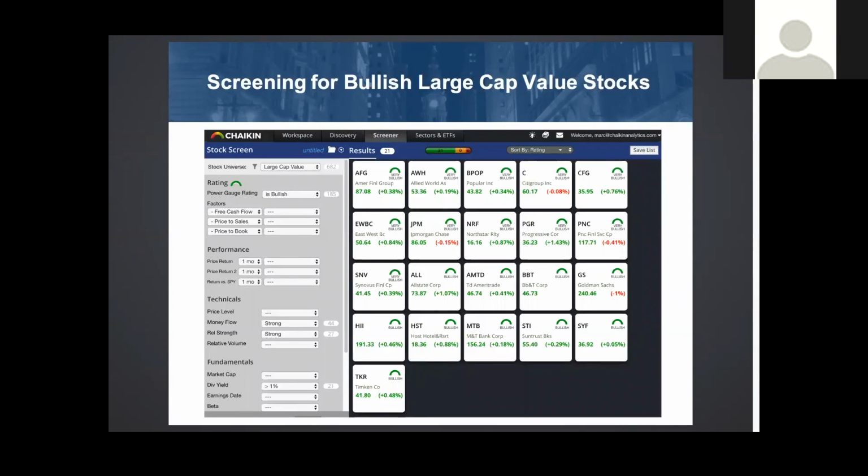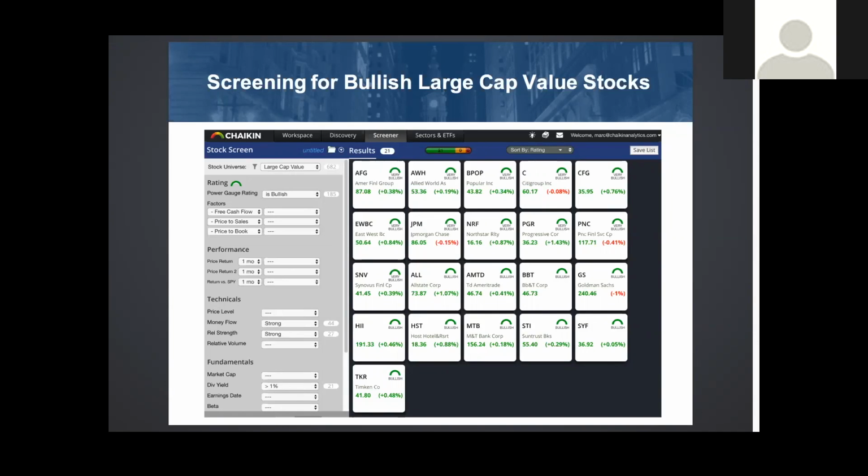So one thing I wanted to show you is how we find stocks. When I write my weekly market letter or in Chaikin Analytics, we have a screener. And in this case, value stocks have been outperforming growth stocks, reversing a pattern that's been going on for over 2 years. And when those patterns reverse, they tend to persist. So I screened our large cap value universe of 700 stocks to see which ones had bullish power gauge, bullish money flow, and bullish relative strength with a dividend yield of at least 1%.